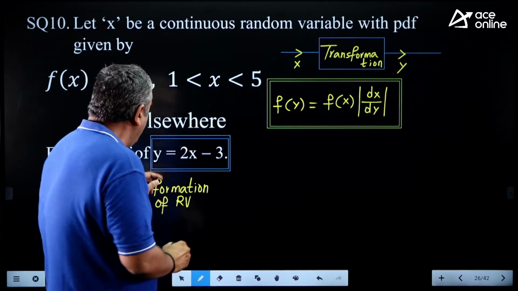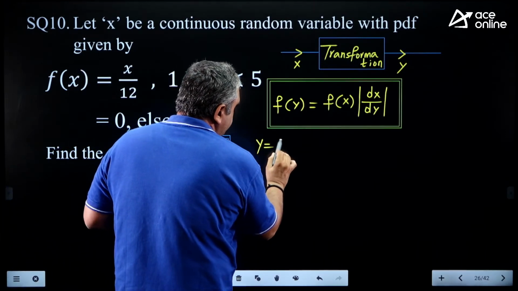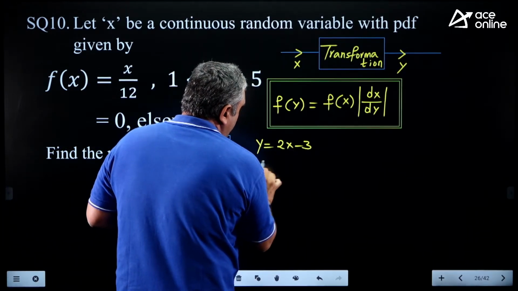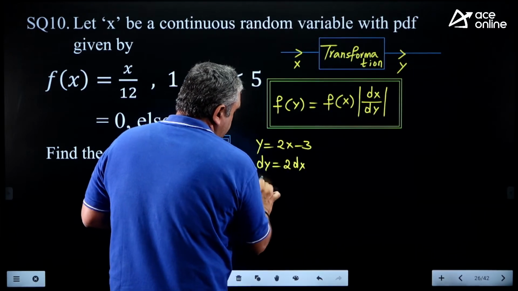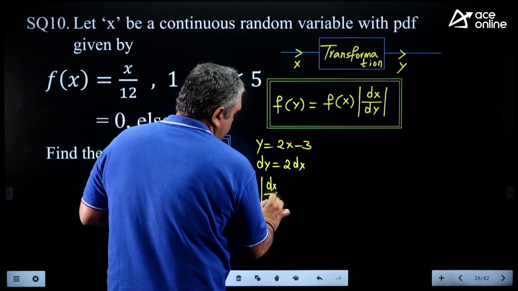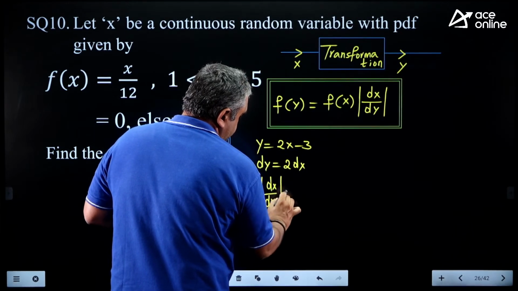Now, what is y in terms of x? It is given as y = 2x minus 3. So what will be dy? It will be 2 dx. So what is mod of dx by dy? The value is 1 by 2. First get this.